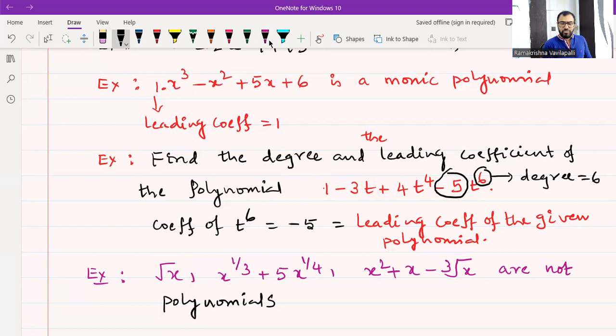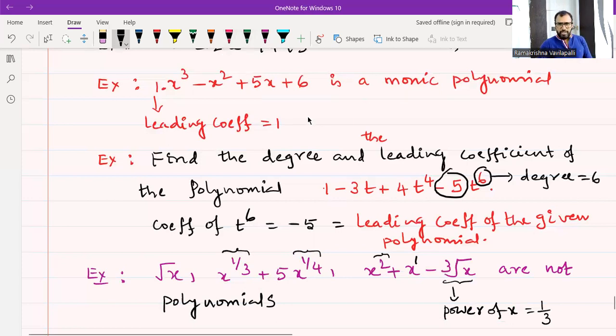Here the power is 1 by 2. Here the power is 1 by 3. And here the power is 1 by 4. Even though in one term the power is 2 and in another the power is 1, in another term the power is 1 by 3, which is not a non-negative integer. So that's why these are not polynomials.